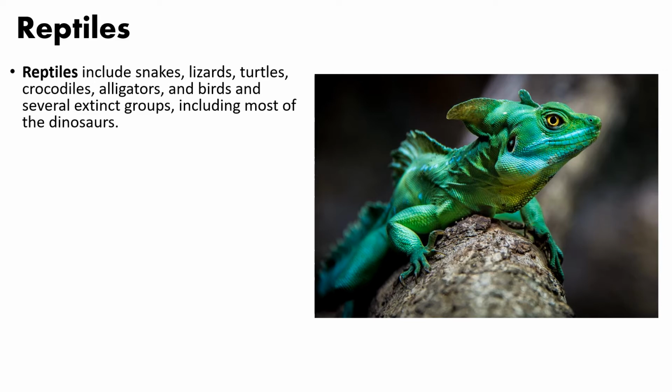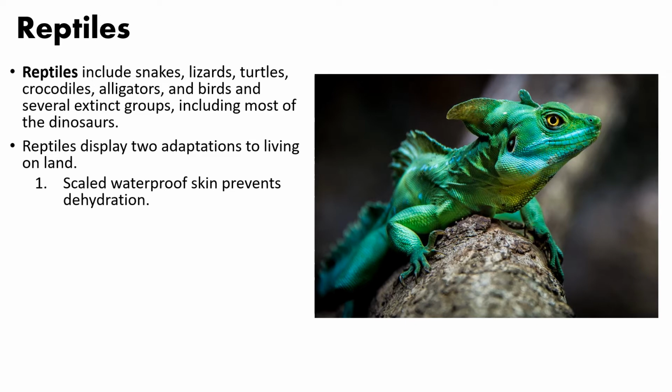and birds. Birds are going to be the descendants of a group of dinosaurs and thus are included in class Reptilia. They used to be in their own class called class Aves, but based on many lines of evidence, they have now been reclassified as reptiles, so class Reptilia. The reptiles are going to have 2 adaptations to living on land.